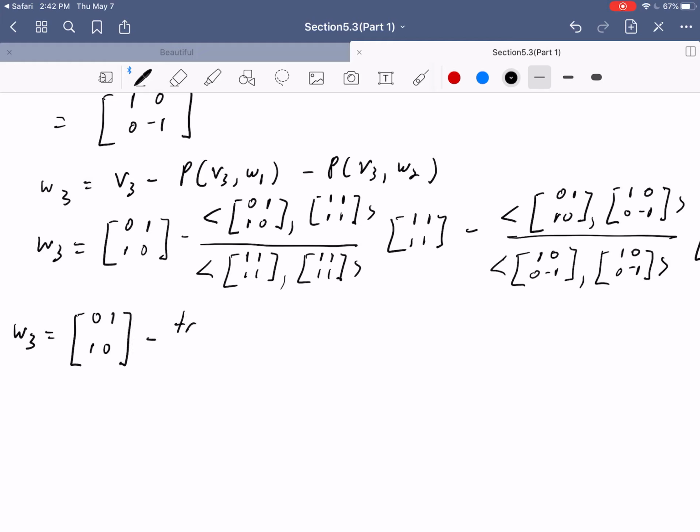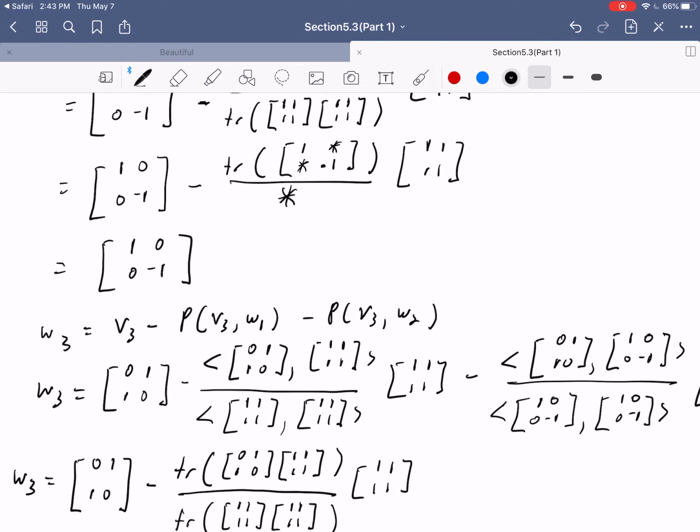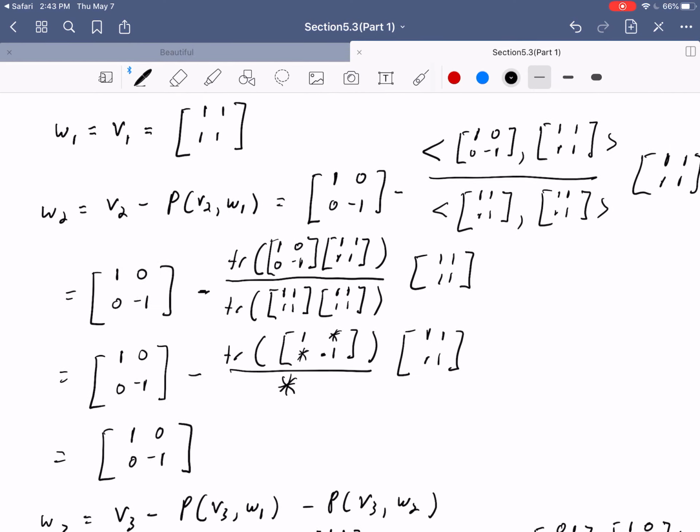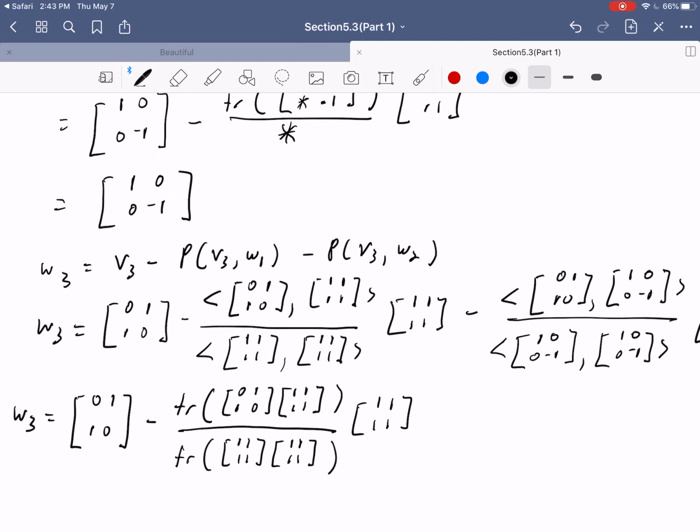minus the trace of the product where we take 0, 1, 1, 0 and then multiply by 1, 1, 1, 1, divided by the trace of when we take the product 1, 1, 1, 1 with 1, 1, 1, 1, times 1, 1, 1, 1. Okay. Yep, that's looking good. Just making sure we didn't miss anything there. Yep, okay, all good.